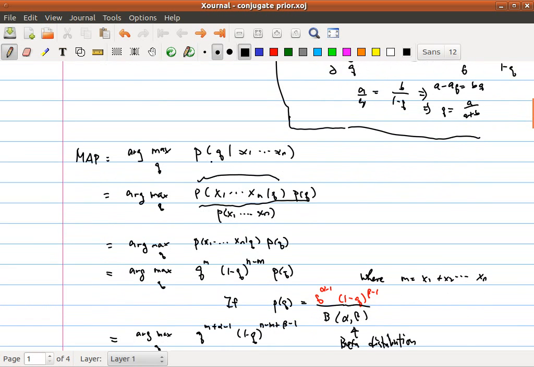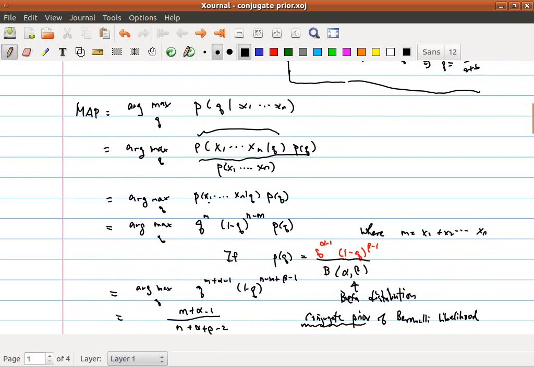So we can write this posterior probability using Bayes' rule as p(x1 ... xn | Q) times p(Q) over p(x1 to xn). Of course, this denominator is just a normalization factor, because we are trying to optimize the variable Q, and it doesn't depend on Q. We can just ignore this term. The first term is just the likelihood function, which is equal to Q to the M times (1 minus Q) to the n minus M. So basically, that's the thing we're trying to maximize.